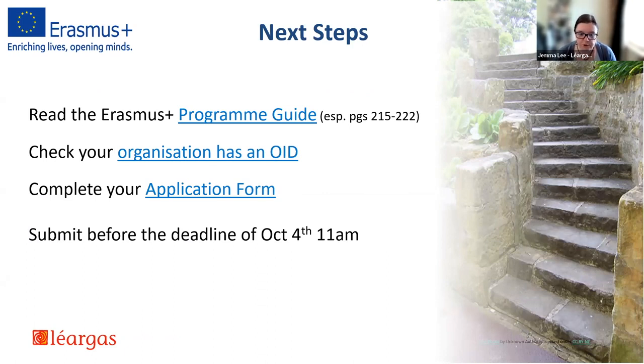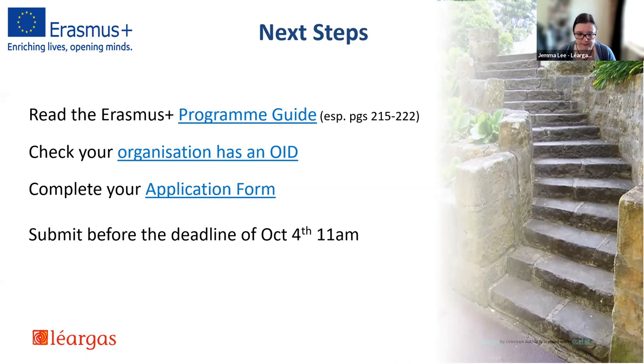So this is the program guide, the big book that we mentioned that has all of the information that you need about Erasmus Plus. You do not need to read the entire thing because it's 400 pages, but we've given you here the key pages. There's about 7 pages there that are specific to the small scale partnerships. There's also other sections that are useful in terms of aims and objectives and things, but that's the main bit.